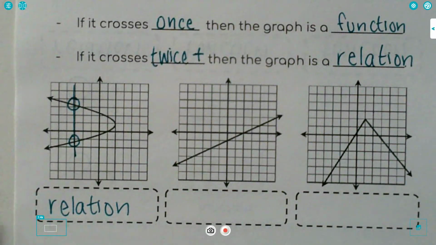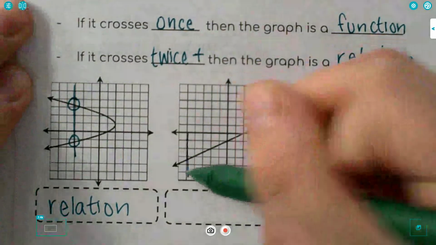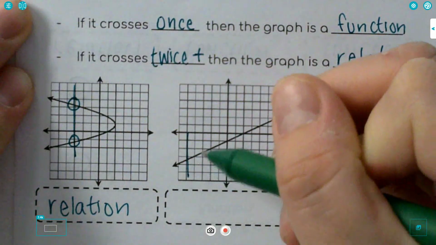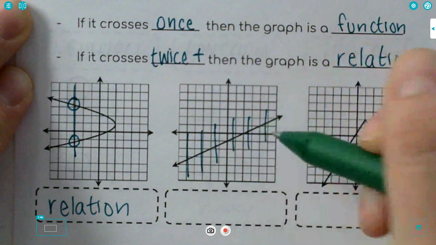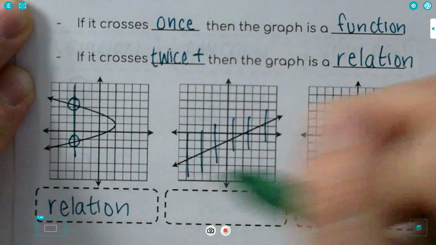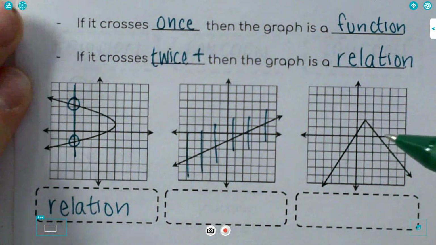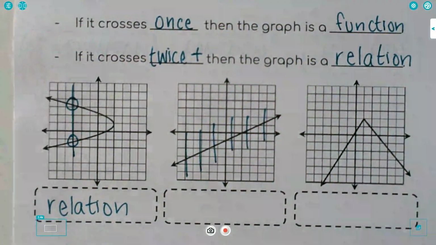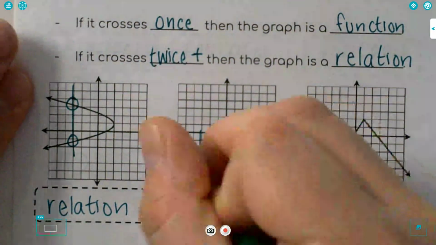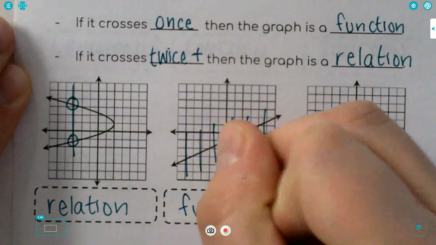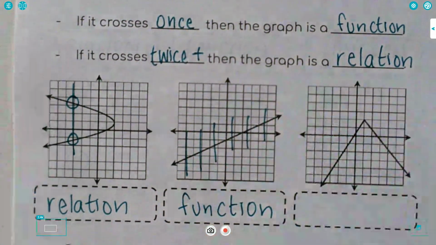My next one. How many times does this line cross? What about here and here and here and here and here? Still once. You have to check all the way, because sometimes it'll cross twice in one spot, but only once in others. If it crosses twice in one spot, then it's not a function. So this one is a function, though. Each spot it only crosses once.